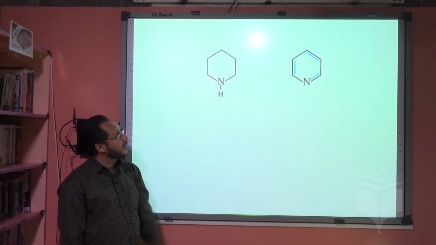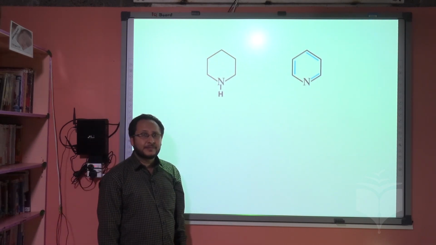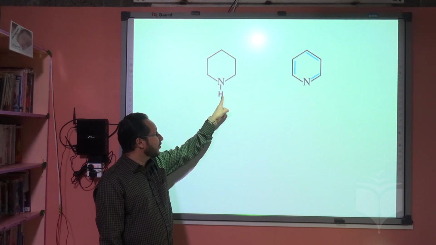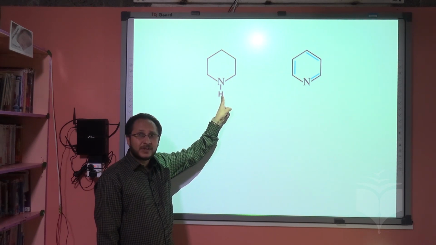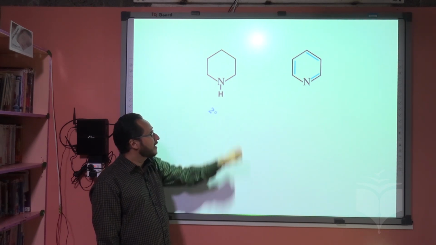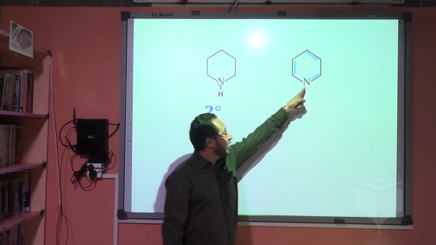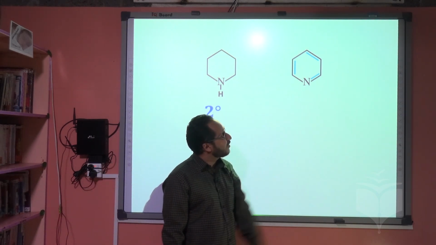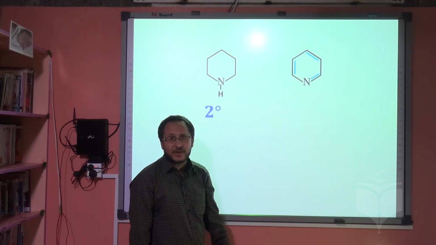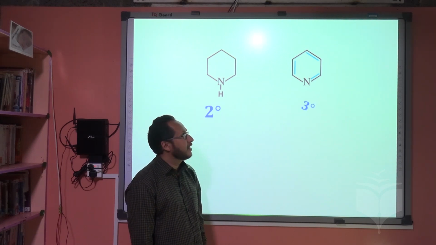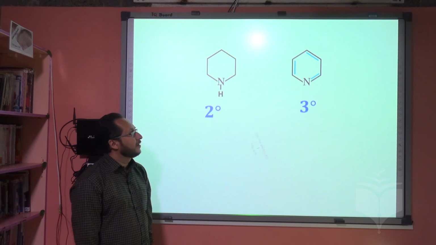Now what about this one? Yes, we have a nitrogen atom and only 1 hydrogen atom. So in this case, what do we call it? Yes, it is a secondary amine. If we have no hydrogen atom attached to the nitrogen atom, in this case, what do we call it? Yes, it is a tertiary amine.